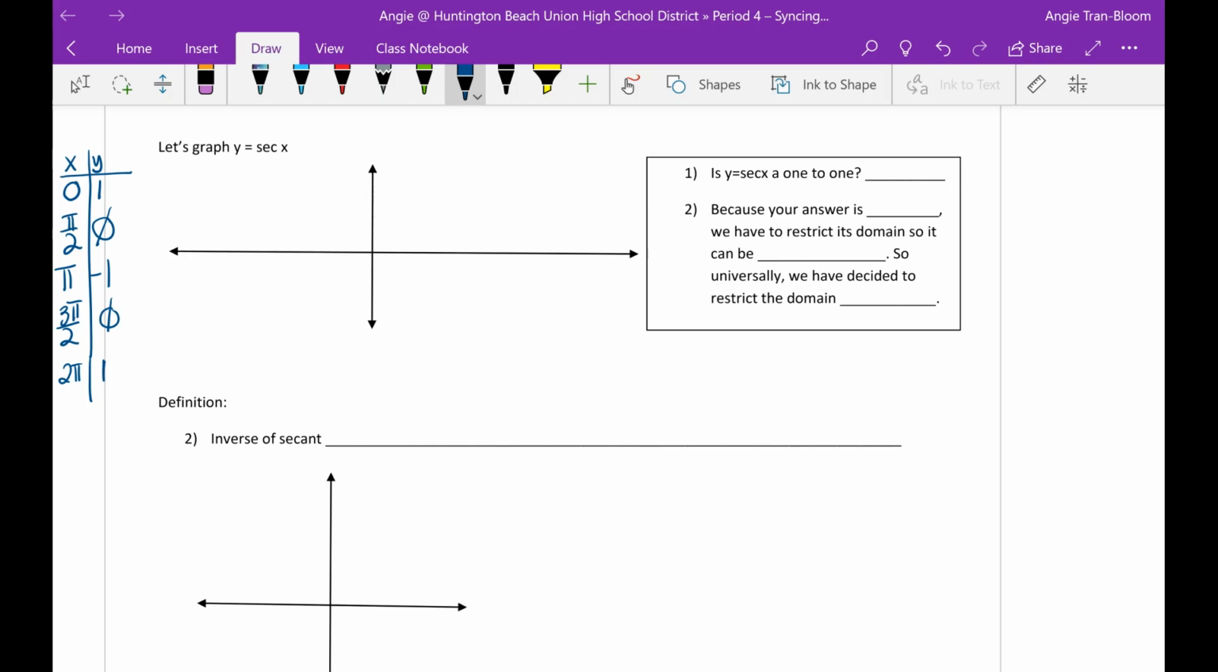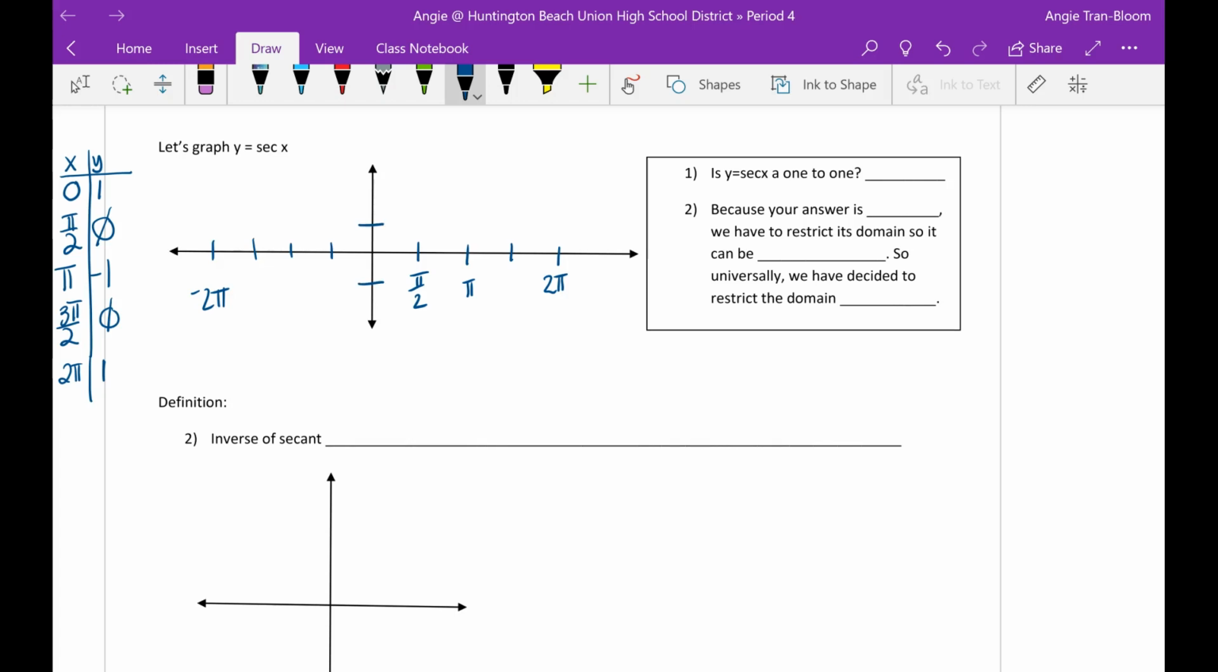Remember, secant is the reciprocal of cosine. So if you know the values for cosine, you're going to be okay. I'm going to go 2 pi here to the right and negative 2 pi to the left. I will make each period an even interval, so each tick mark is worth pi over 2. Then I go up 1, down 1.